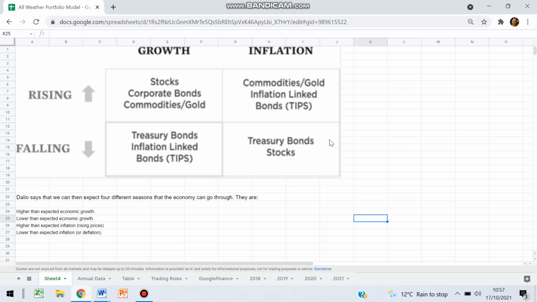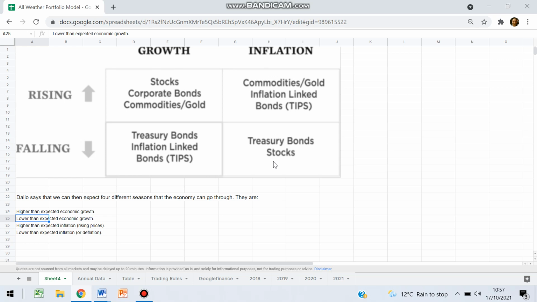It looks at higher than expected economic growth, which is the top quadrant, lower than expected economic growth, higher than expected inflation, lower than expected inflation. And it sees the economy as going through these areas of a cycle, 4 seasons, hence the all-weather portfolio. So when growth is rising, it says you want to be in stocks or corporate bonds, which are closely linked to stocks because they're issued by companies, commodities, or gold.